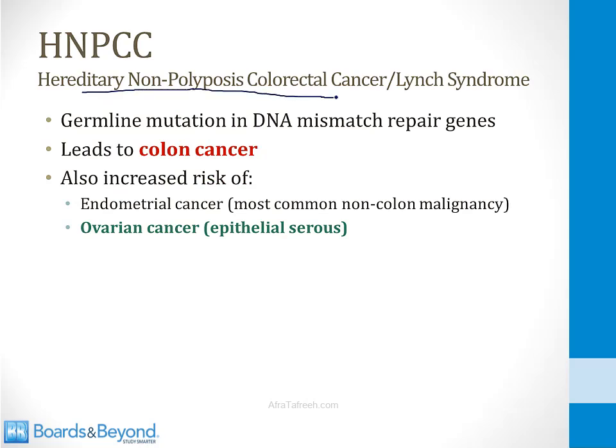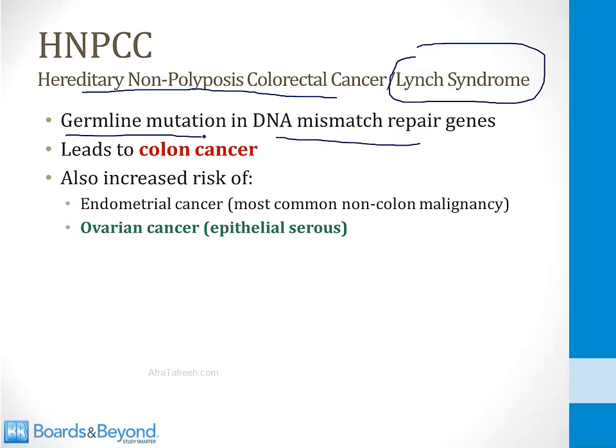HNPCC is hereditary non-polyposis colorectal cancer. It's also called the Lynch syndrome. I talk about this in detail in the GI video on colon cancer, but I just want to mention here that in this syndrome, people have gene mutations in DNA mismatch repair proteins. They inherit a germline mutation that runs in their family, and this leads to colon cancer. That's how the disorder gets its name. But what you have to know is that women who have HNPCC or Lynch syndrome are also at risk for some gynecologic cancers. Endometrial cancer is the most common non-colon malignancy in Lynch syndrome, and these women also often develop ovarian cancer of the epithelial serous type. The most common type in all comers is also the most common type among women who have the Lynch syndrome.